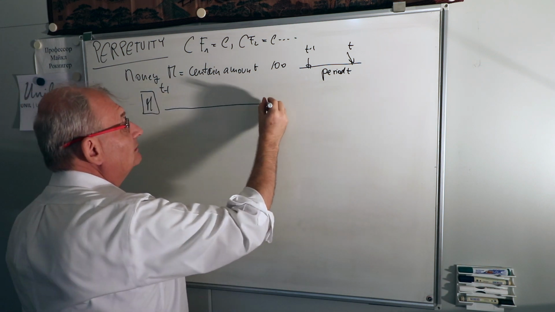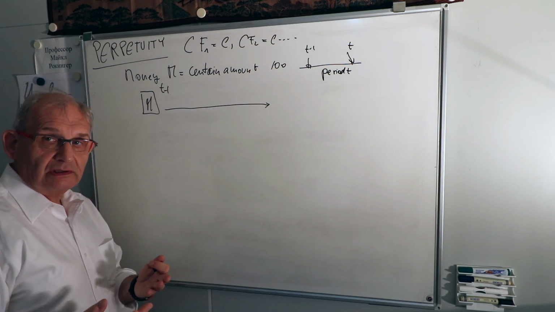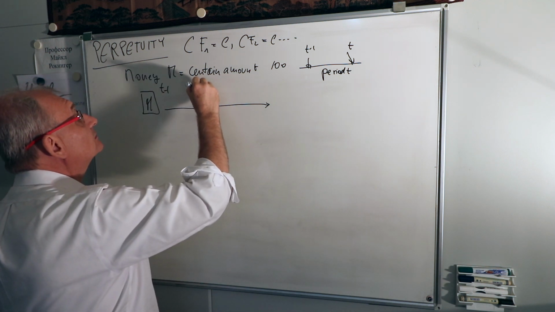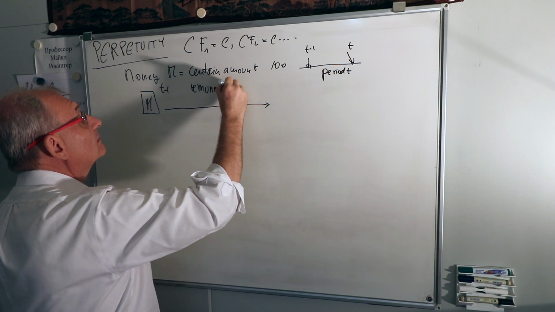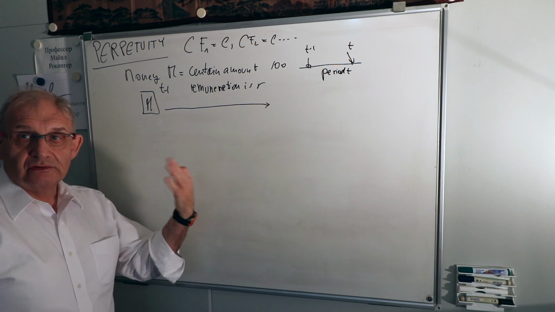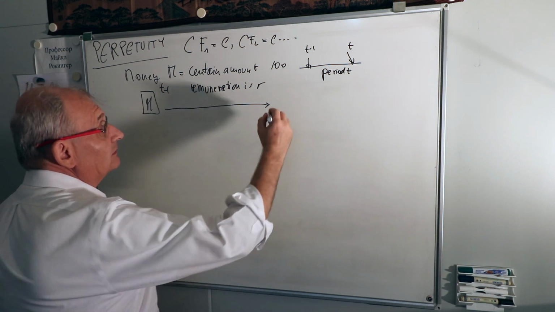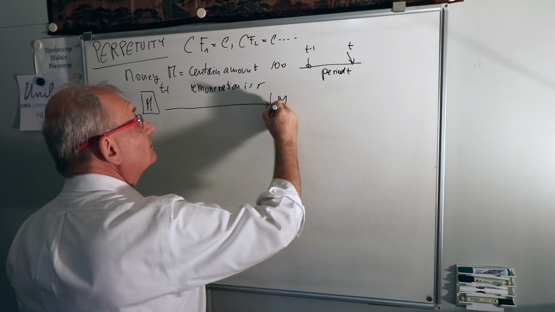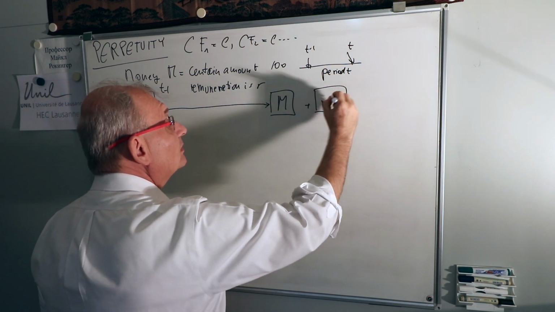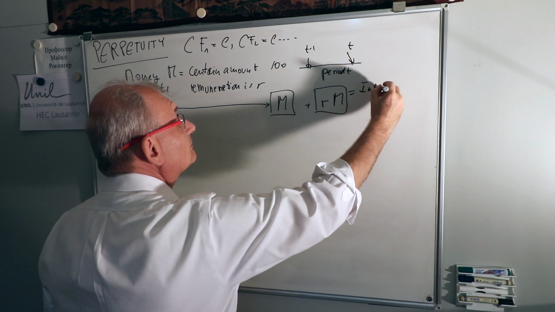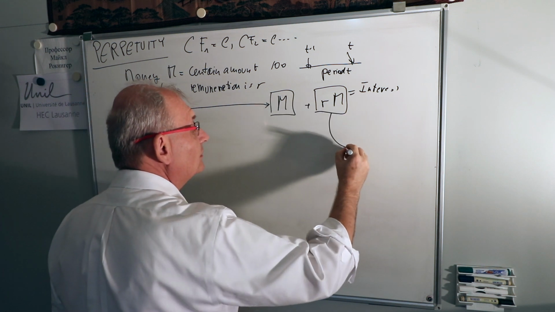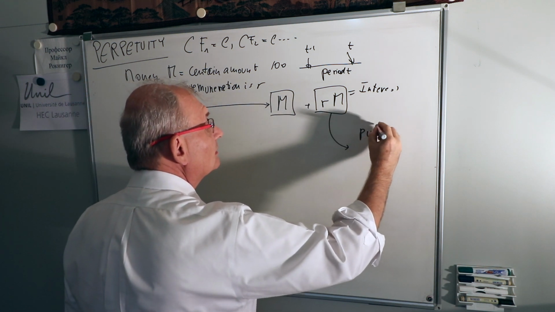Now the year goes by. How much are you going to have at the end of the year if you get a remuneration of R? R is the amount of interest that you're going to get per unit of time. So at the end of the year you're going to get M, which was the initial amount, plus R times M, which is going to be the interest. Now the idea is that you're going to put this interest into your pocket.